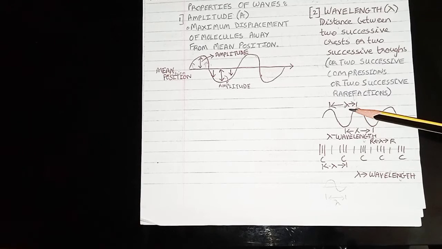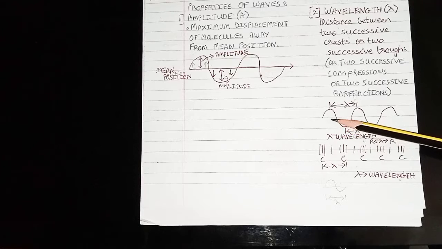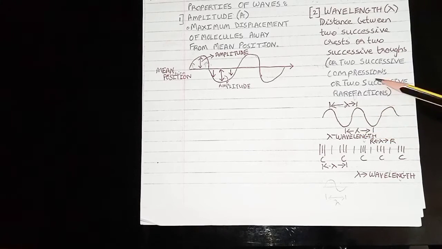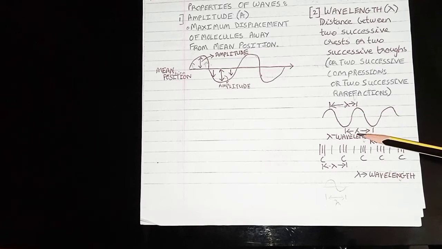Okay, it can be one crest, one trough as shown over here, or it can be two successive crests or two successive troughs as told over here. So two troughs would be from here to here, and two crests means it is from top to this down. This is represented by the Greek letter lambda, and this is denoted for wavelength.